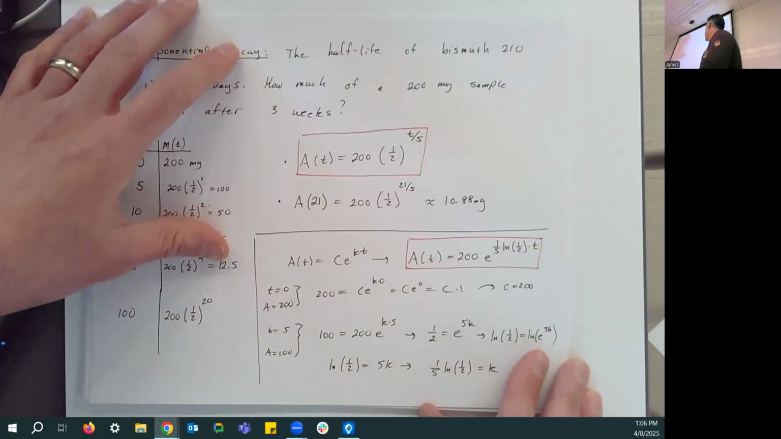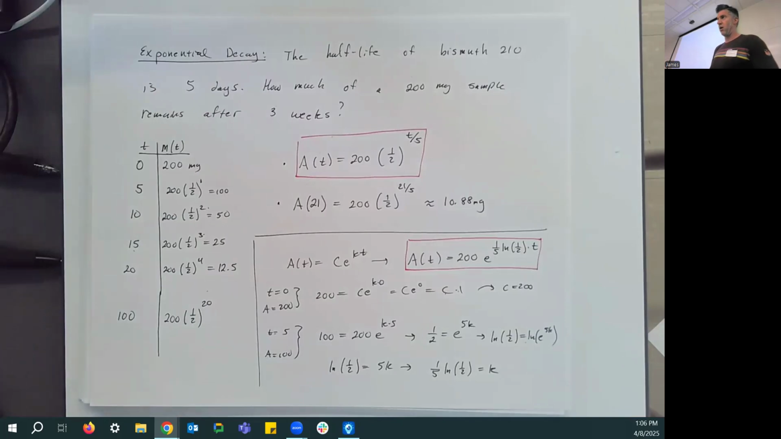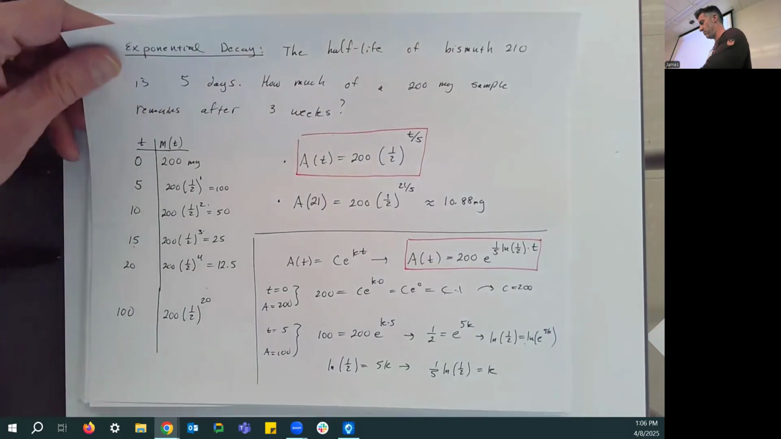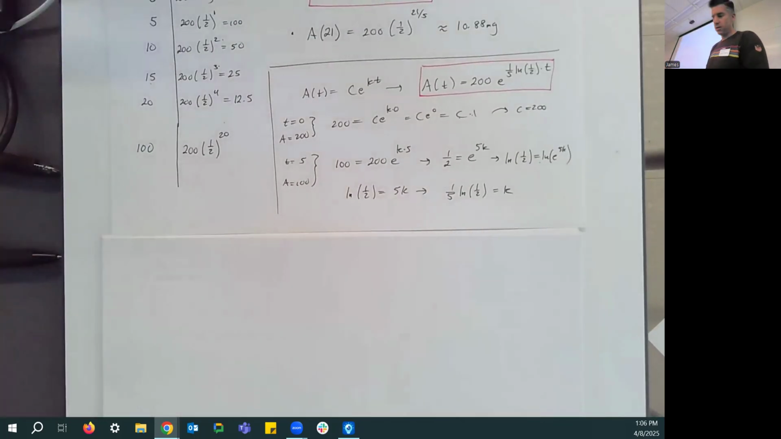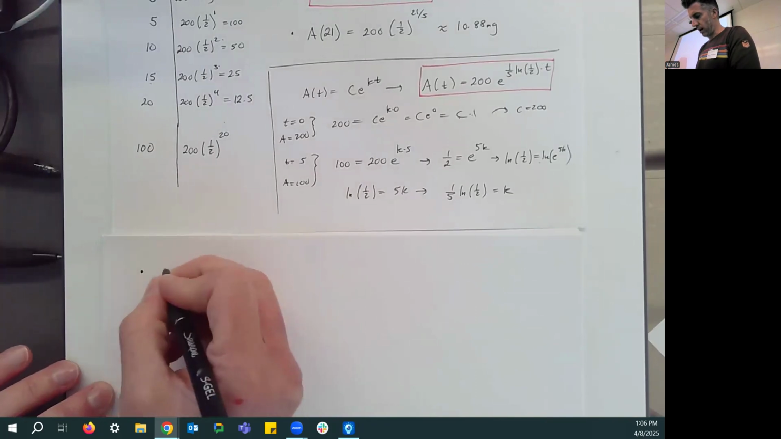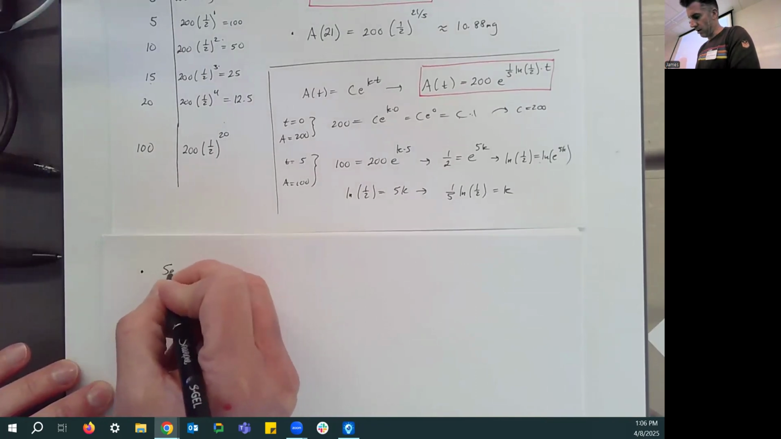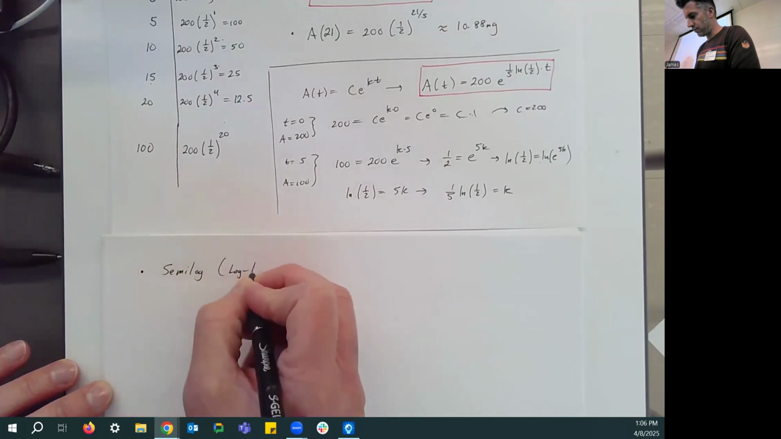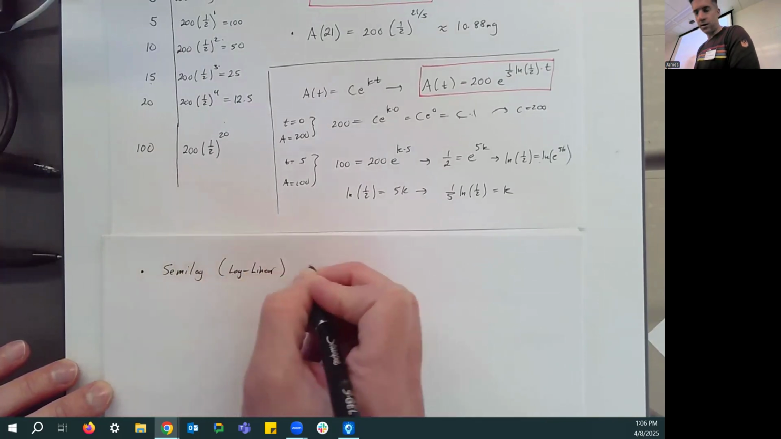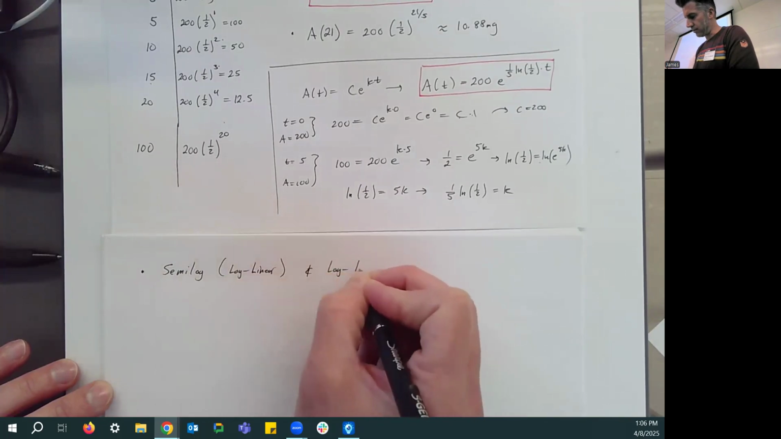So one of the reasons we're spending a bit of time talking about exponential and logarithmic things is because we're going to do some graphing with exponential and logarithmic utility. What do I mean by this? Well, let's look at the following example. So we're moving into talking about semi-log, also called log-linear, and log-log plots.